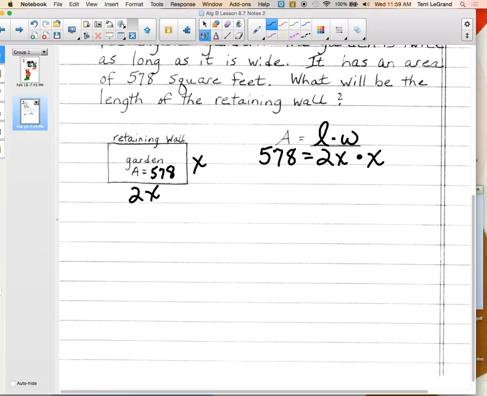We just made it in our drawing there. So now, what is 2x times x? 2x squared. Thank goodness, we got that one down without much trouble. Okay.